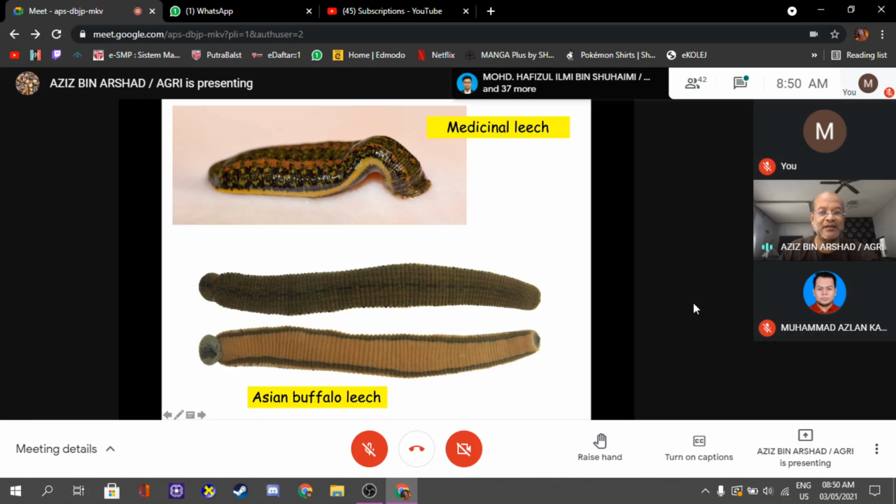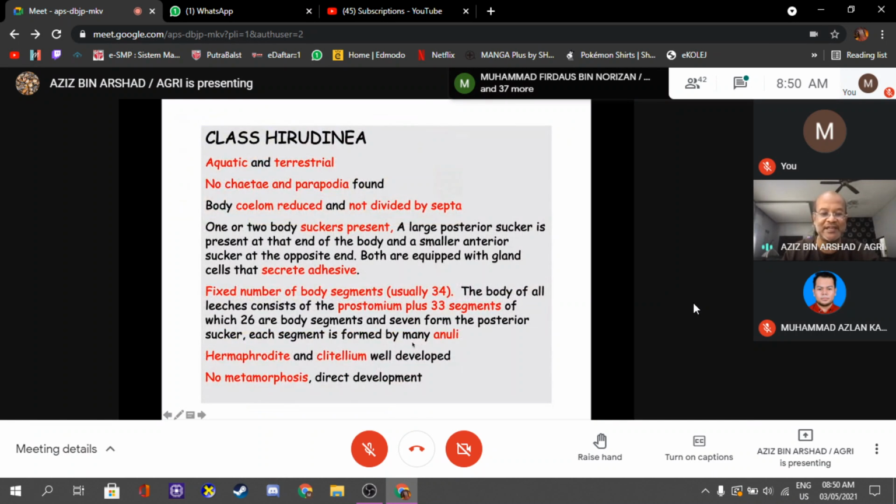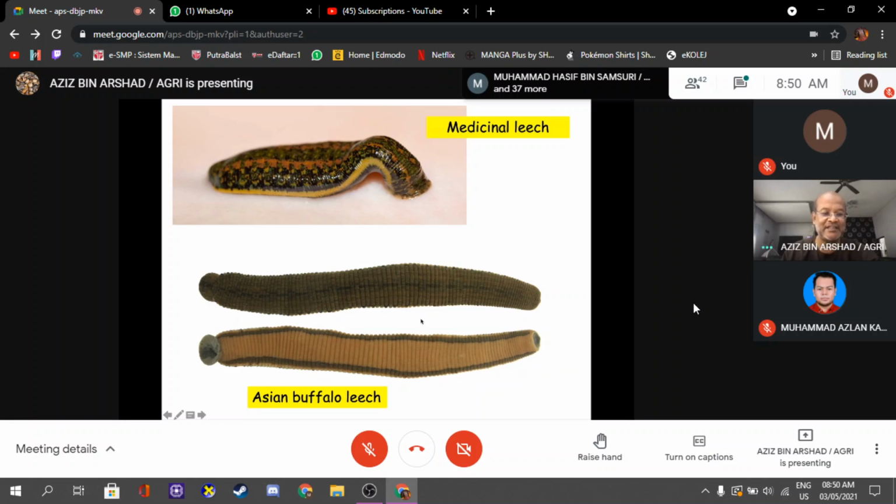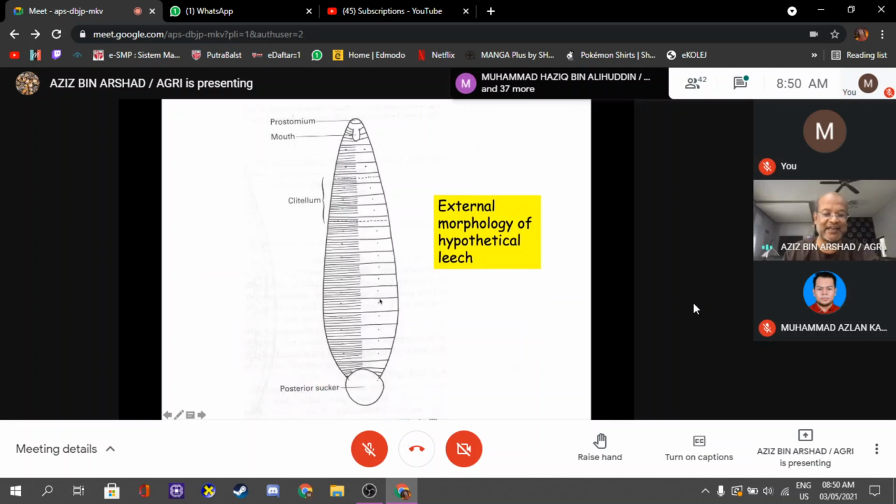This is the medicinal leech, lintah yang digunakan untuk tujuan perubatan. And this is the ASEAN buffalo leech. So if a buffalo goes into the water, you can see this leech is the main leech that attaches to the buffalo body. And this is the picture of the leech.